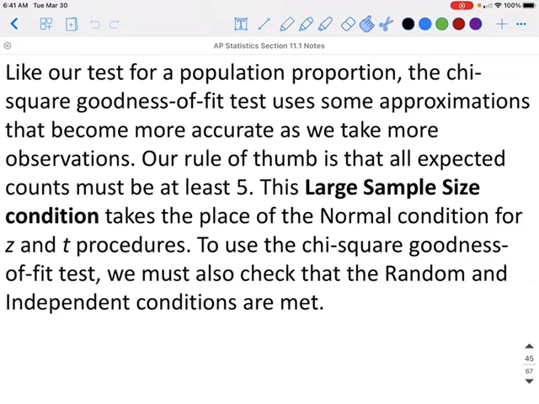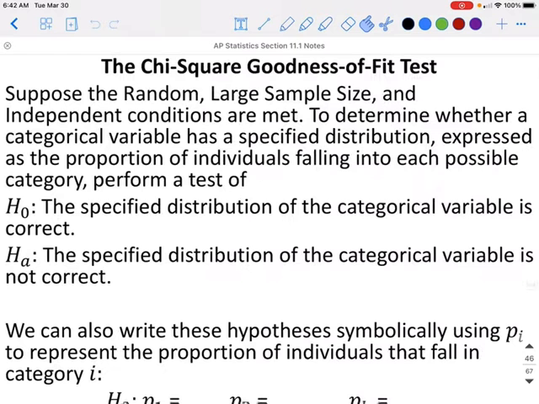Like our test for a population proportion, the chi-square goodness of fit test uses some approximations to become more accurate as we take more observations. Our rule of thumb is that all expected counts must be at least 5. This large sample size condition takes the place of the normal condition for Z and T procedures. For a chi-square goodness of fit test, we must also check that the random and independent conditions are met.